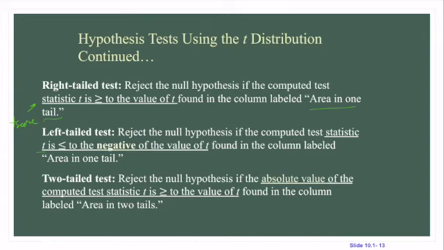Because as you saw, t-values are all positive in the table. Okay? And then for a two-tailed test, we reject the null hypothesis if the absolute value of the computed statistic is greater than or equal to the value of t found in the column.